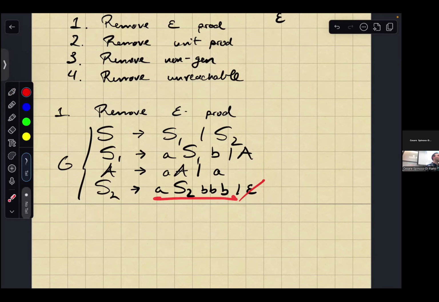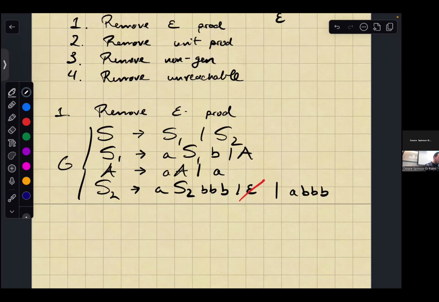There's this case here where at some point I'm going to eventually replace S2 with the empty string. So I add the production rule where I would have replaced S2 with the empty string. That would be A, empty string, B, B, B, but then that's just A B cubed.